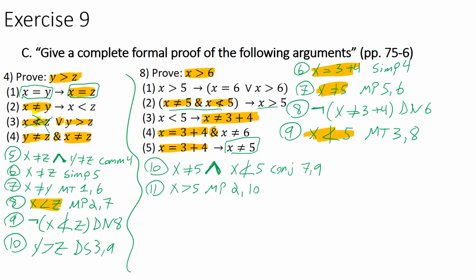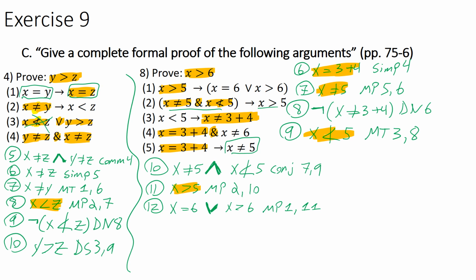And since we now know that x is greater than 5, we could affirm this antecedent. Hence for 12, we can get x is equal to 6, or x is greater than 6 by modus ponens with lines 1 and 11.